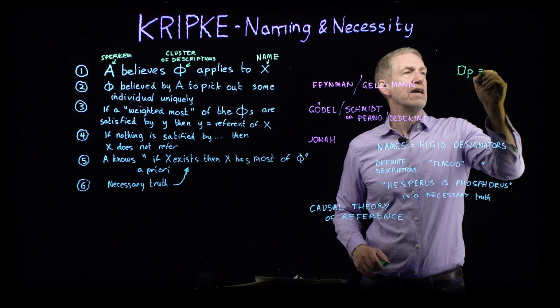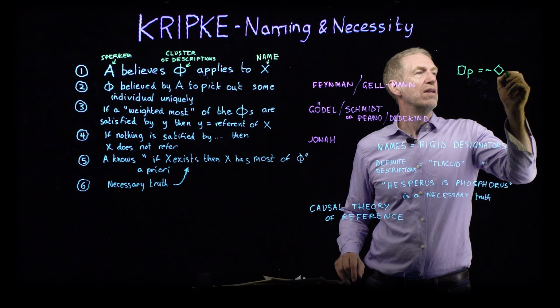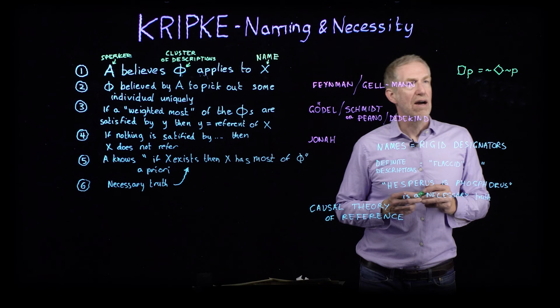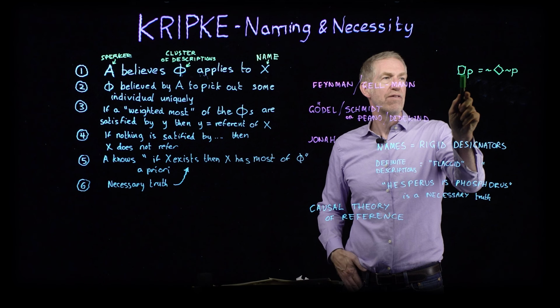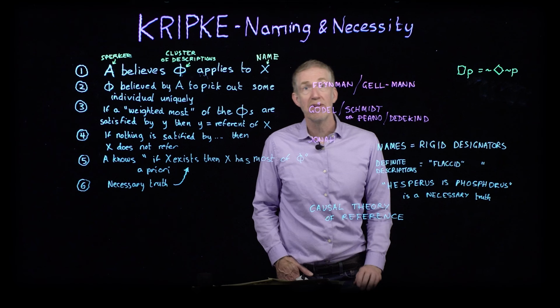Necessarily P is not, oh my God, I've forgotten. What's the symbol for, oh, it's a diamond, that's right. Not possible, not P. So this means necessary, this means possible. And it is true that if a proposition is necessarily true, what that means is it is not possible that it is not true. Okay, that's a bit of modal logic for you.